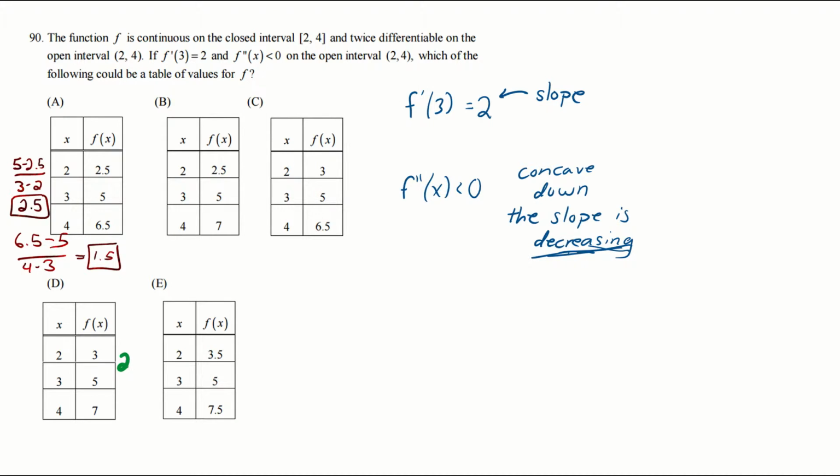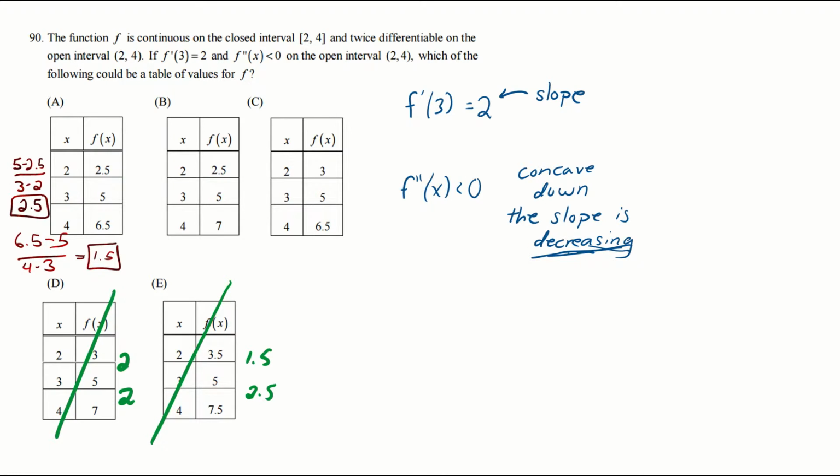But here, slope is 2, slope is 2. That is not decreasing. That slope is staying constant. Okay, so it cannot be D. And then in E, we have 1.5 and then 2.5, clearly increasing. So we don't want that one.